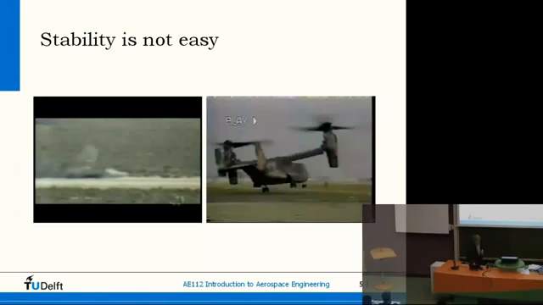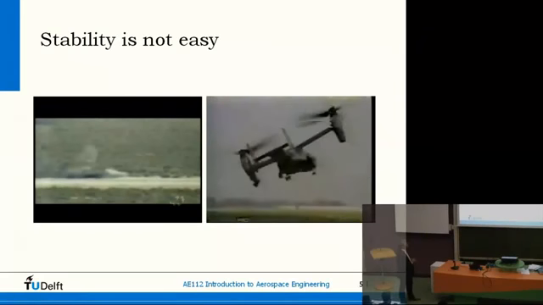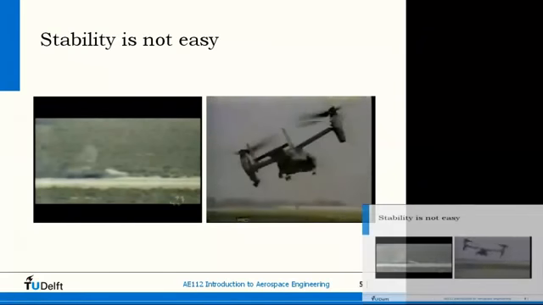Also, tilt rotors, very dangerous aircraft, and you can see that even there. Similar situation. And I think even here the crew survived. Of course, these accidents happened very close to the ground. So, not an easy topic, apparently, stability and control.